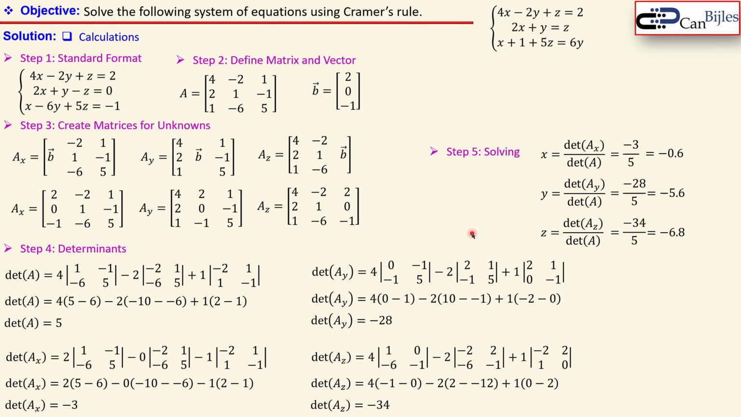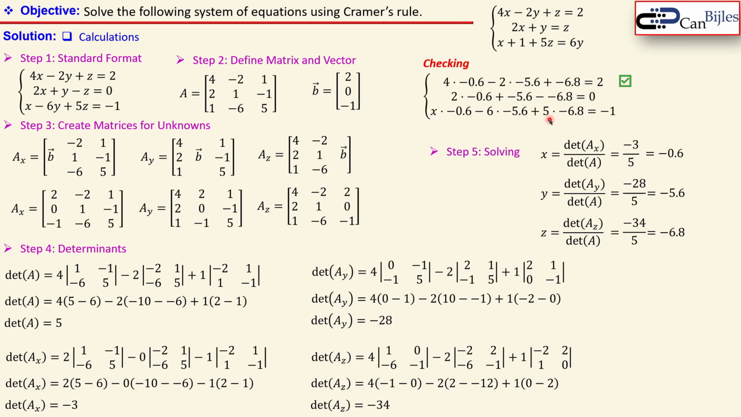Now let's check that these values are indeed correct. Again, you substitute x, y and z in these equations and see if this is indeed valid. So if we substitute that, this is indeed 2, this will produce a 0, and this will produce a minus 1. So you can also check this for yourself. So all these equations are correct, so we can say our results are also correct.